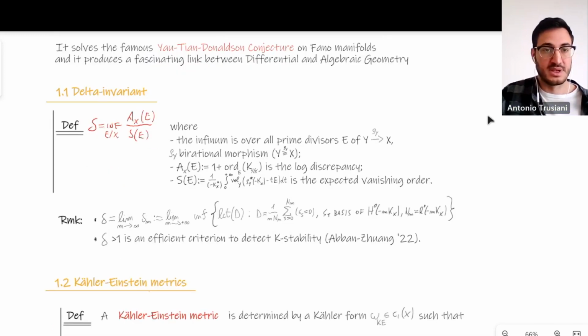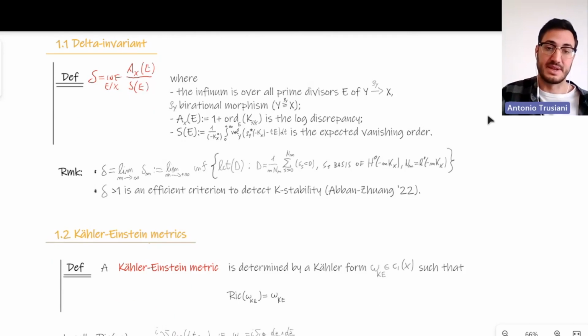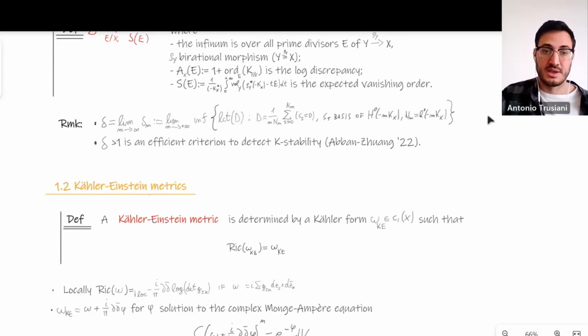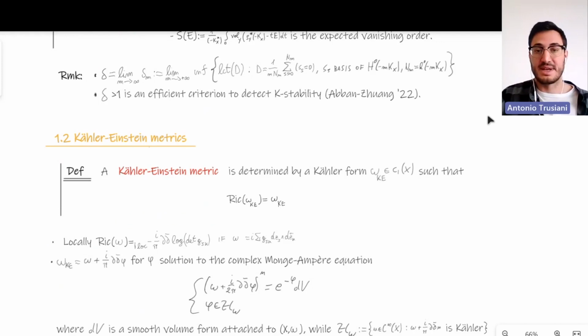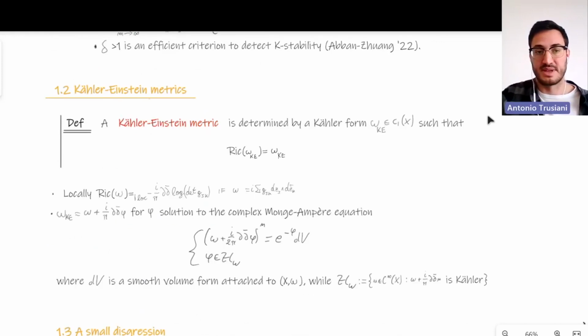Okay. So in the next 5 minutes, let me concentrate a bit on Kähler-Einstein metrics. It will be a bit more analytic, but it will be necessary to understand the motivations behind my work. A Kähler-Einstein metric is, as the name suggests, a Kähler and Einstein metric. So it's determined by a Kähler form in the first Chern class of the variety, such that it solves this Einstein field equation. So the Ricci of the Kähler form is equal to the Kähler form itself.